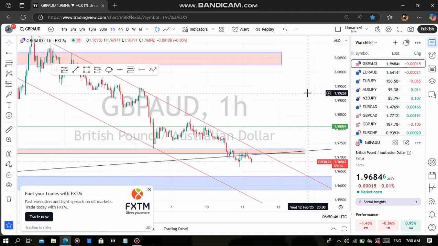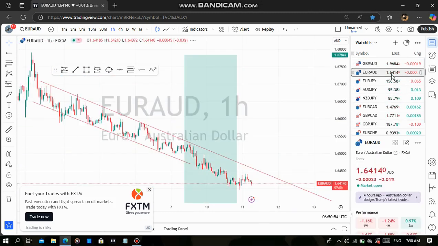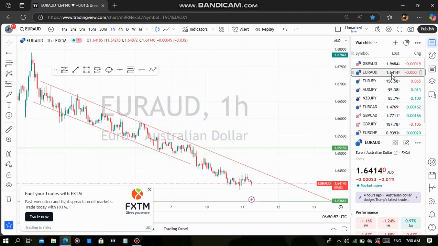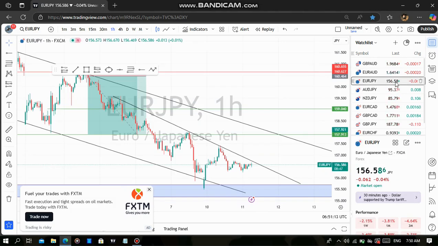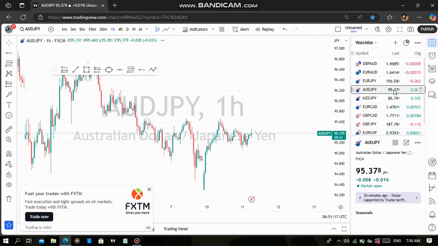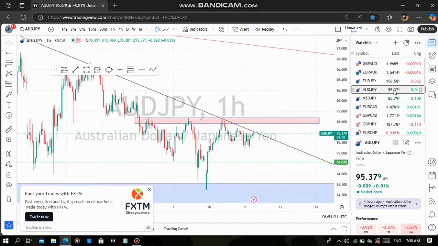Our point of entry is the downtrend line here on GBP AUD. We wait for confirmation and take our sell trade. Euro AUD 2: price is still very far from the downtrend line, but if at any point in the week price tests this downtrend line, we wait for our rejection candle and we take our sell trade. Then we have Euro JPY 2, where we have our potential point of interest. Also, we have AUD JPY.